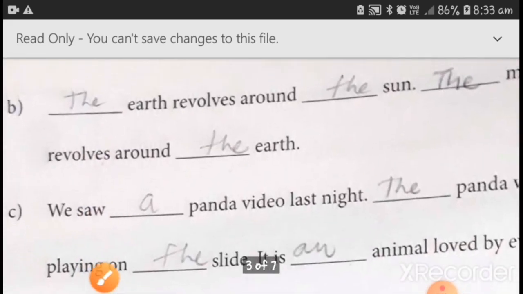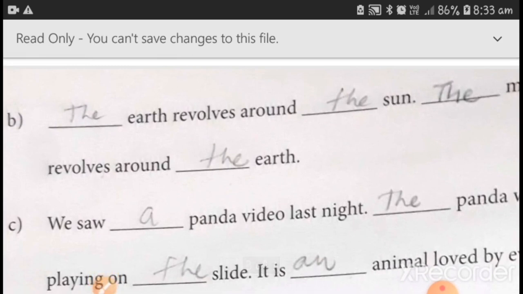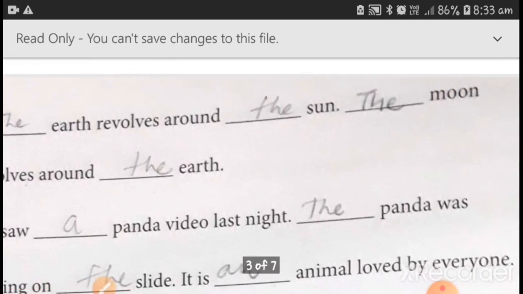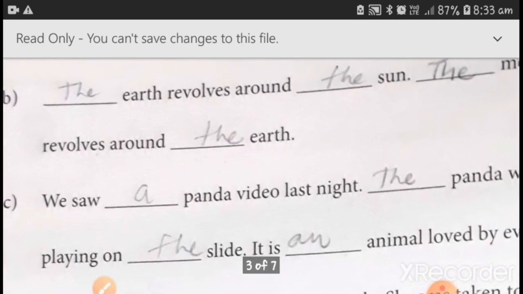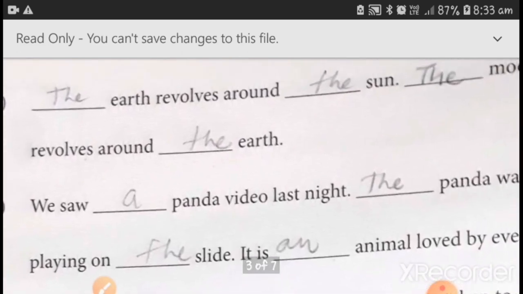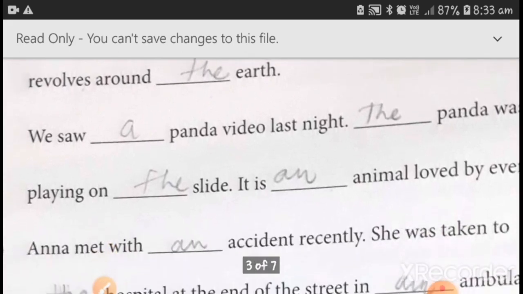Now, have a look at the next, the B option. The earth revolves around the sun, the moon revolves around the earth. Here, no problem at all, because before earth, before sun and before moon, we have to use the article, because these are the one only particular thing. Okay, in the universe it is only one.